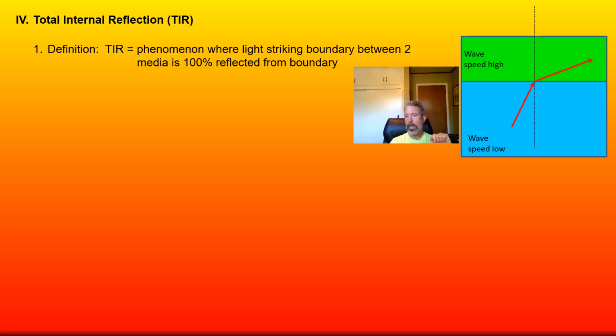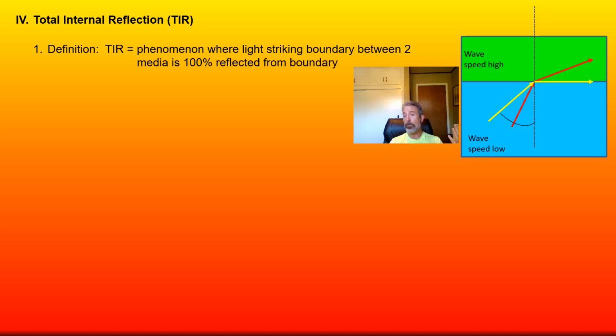What would happen for some incident angle greater than this, we'll say with this yellow ray here? For some incident angle, that refracted ray would be bent so much that it would lie exactly along the interface.